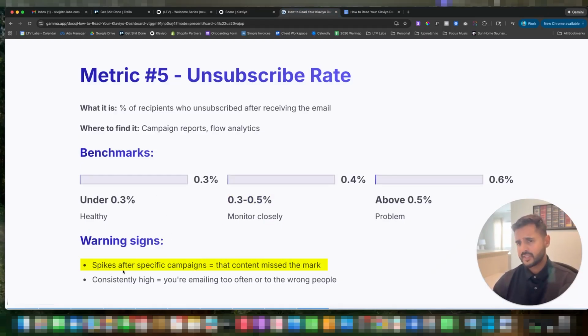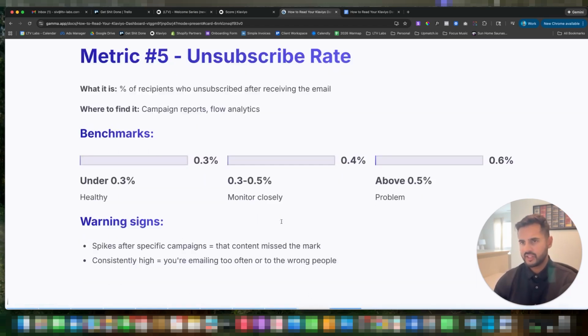Warning signs: seeing spikes after specific campaigns. That means that the content missed the mark. And if your unsubscribe rate is consistently high, you're basically just emailing too often or to the wrong people. So that's what to look out for with the unsubscribe rate.